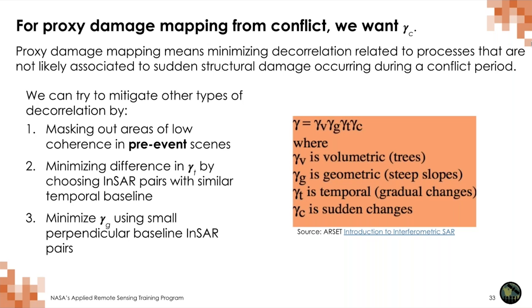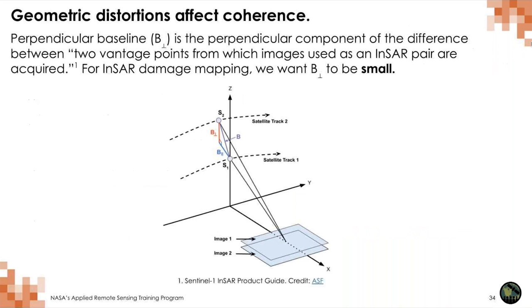We also can minimize the difference in gradual changes, gamma sub t, by choosing InSAR pairs with similar temporal baseline. In the case of today, we'll do the minimum temporal baseline of 12 days between Sentinel-1 acquisitions. And we also need to minimize geometric causes of decorrelation, which have to do with the difference in vantage point of the SAR acquisitions. So these geometric distortions can affect our coherence.